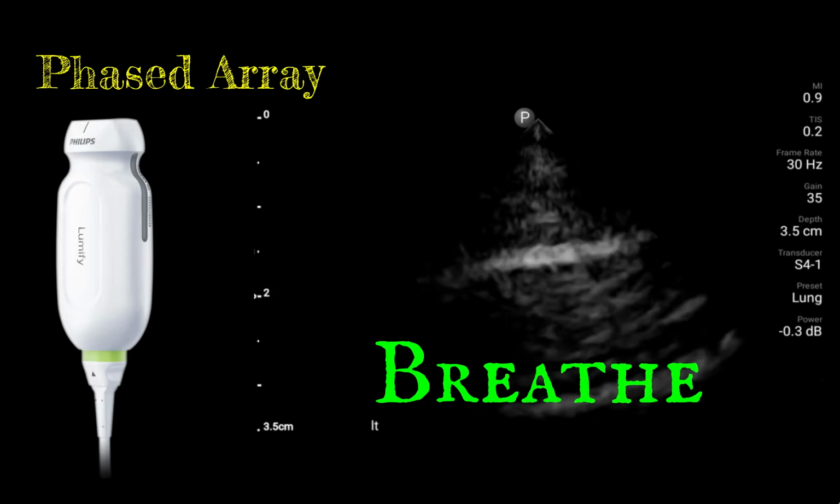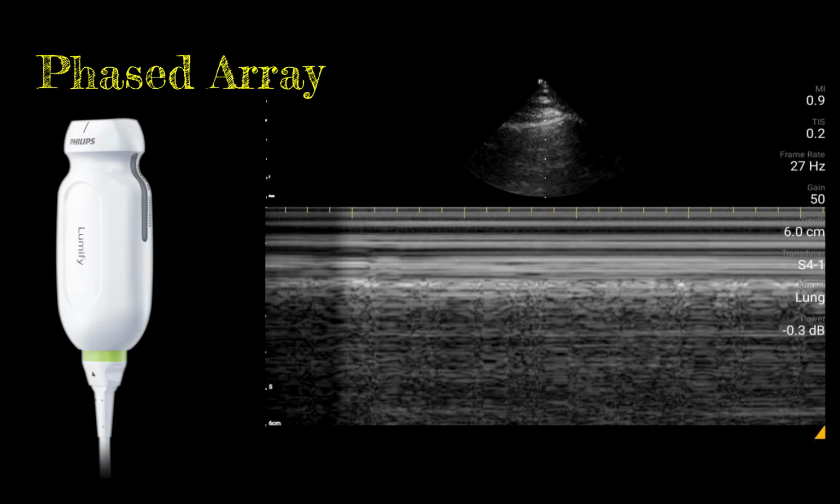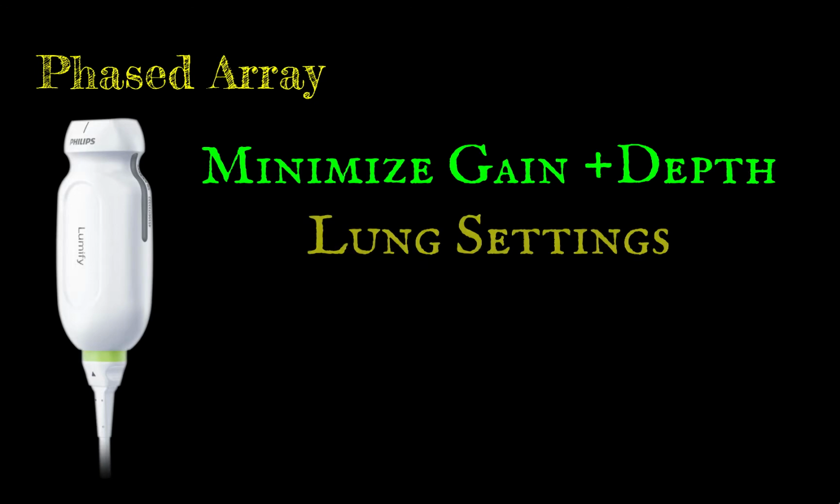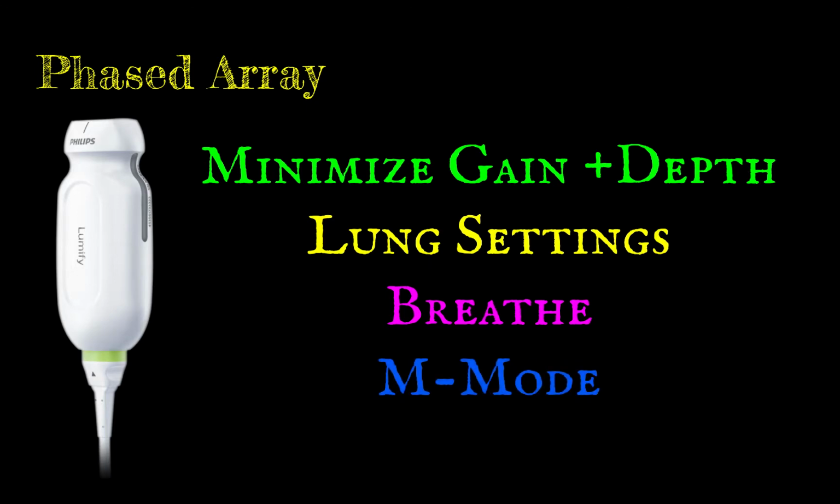Finally, our machines do allow for M mode, and you can always fall back on this to really confirm that there is or isn't pleural sliding. So to recap how we're going to do this with our phased array probe, minimize your gain and your depth, use the lung setting, remember to ask the patient to breathe, and when in doubt, go back to M mode.